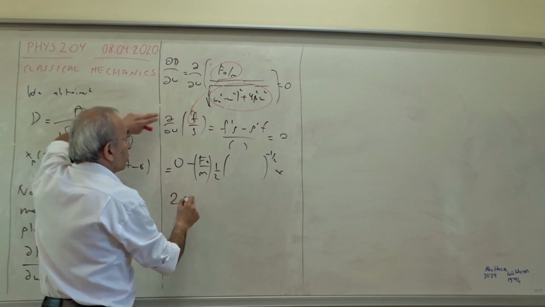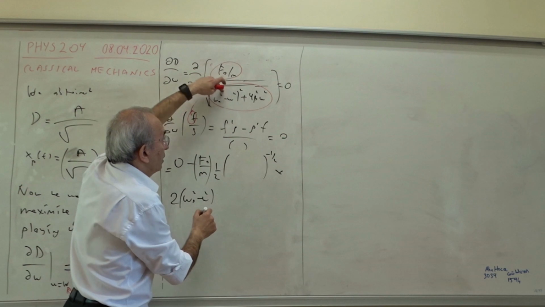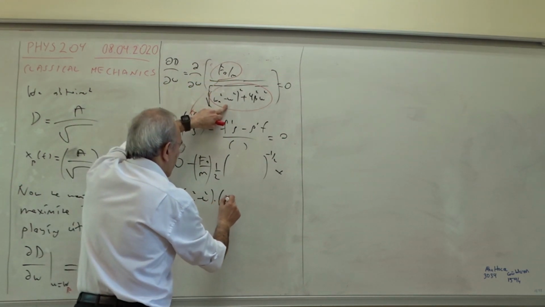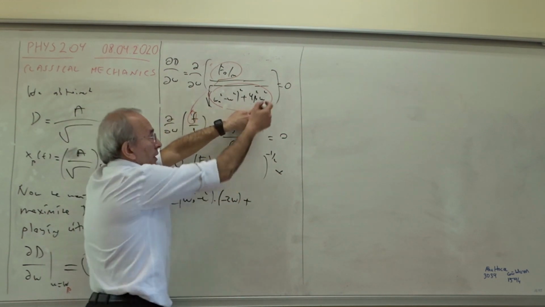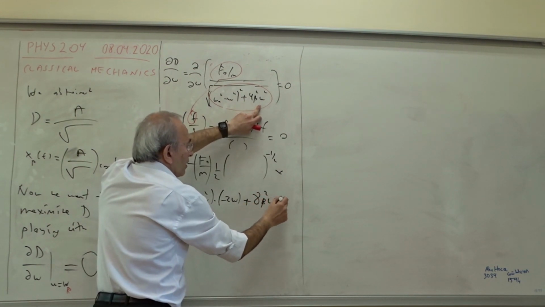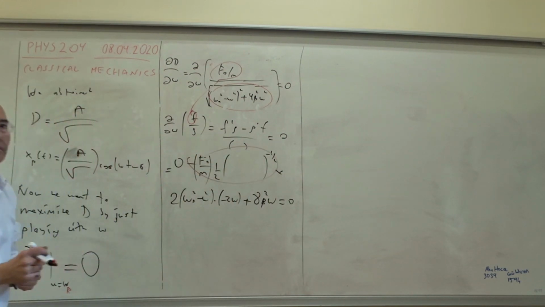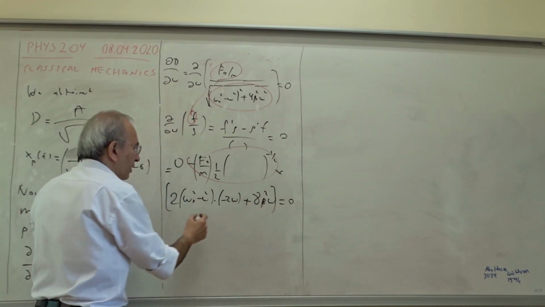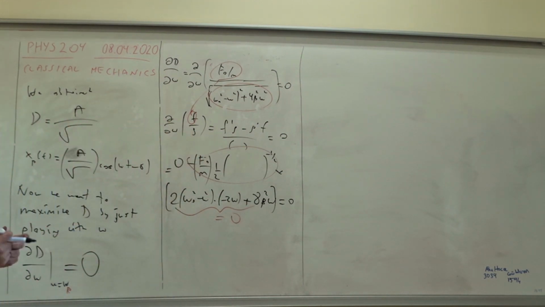Multiplied by the derivative of the inside. What is that? We have a 2(ω0² − ω²) multiplied by −2ω from the inside, plus the derivative of the second part, 8β²ω. This is not important. It's a term which doesn't enter into the derivation, but this part should be set to 0.